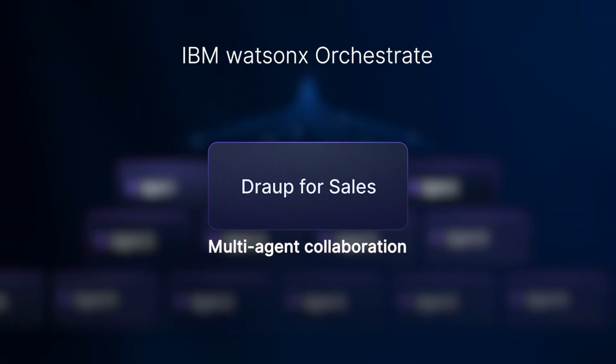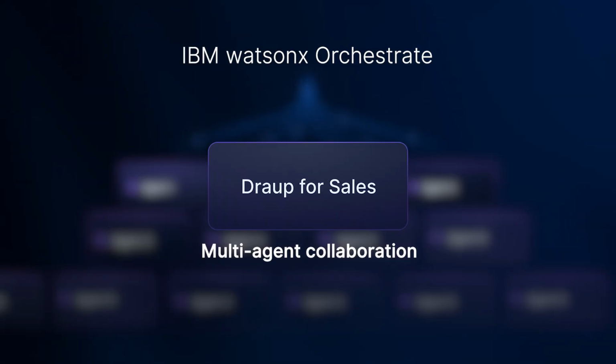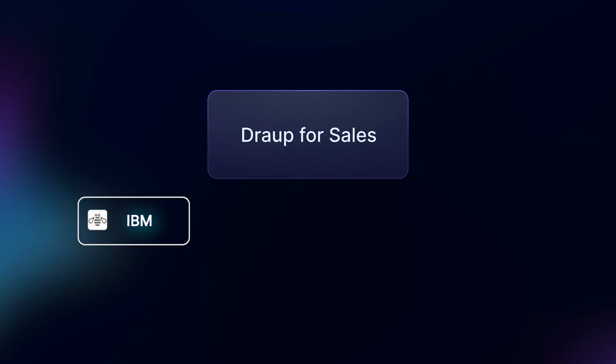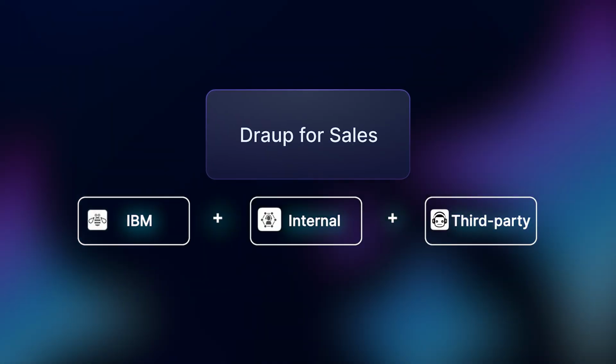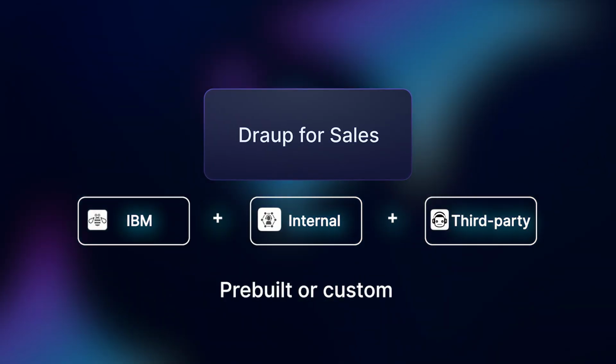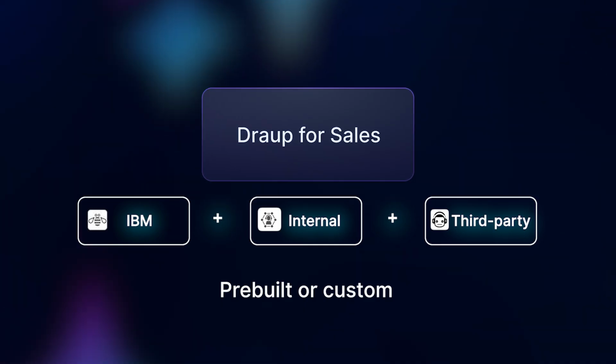Draup works with the rest of your agent stack on IBM watsonx Orchestrate. IBM agents, your internal agents, or third-party agents. Pre-built or custom. Draup for Sales works wherever you work.